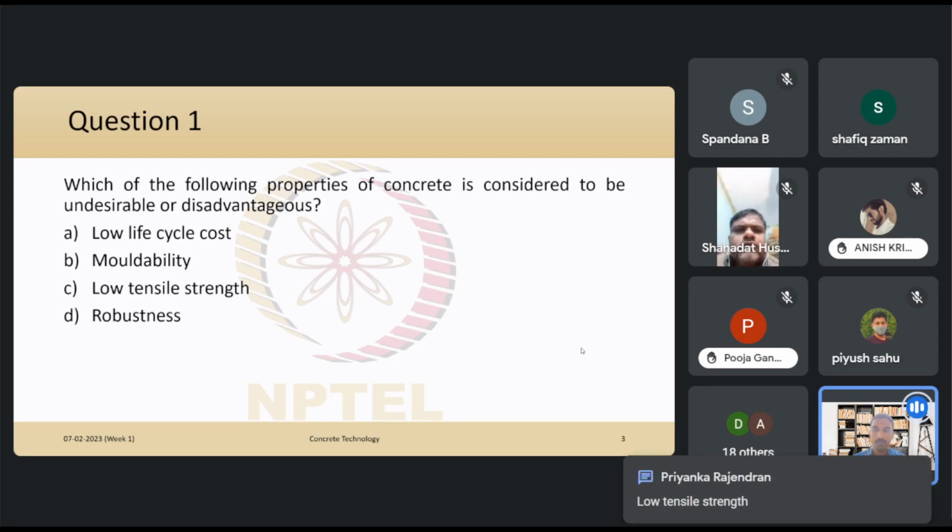Instead of using the chat box, please put your answers in the poll so that it will be easier to track.